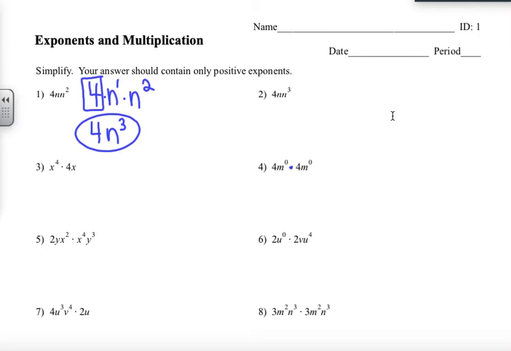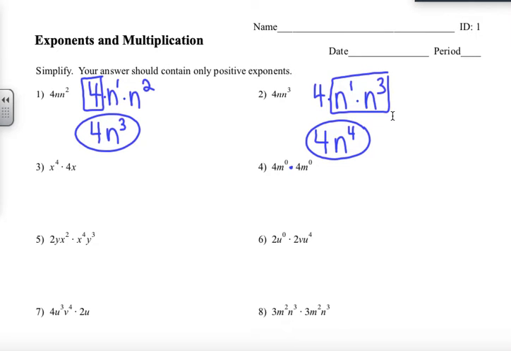That's simplified. You will know it's simplified if you only see one type of base and you don't see multiple n's anymore, or multiple x's, or multiple whatever else is in the problem. Number 2 is very similar, almost identical, except this is 4 times n to the first power times n to the third power. When I go to simplify this, the only thing I can combine together would be n to the first power times n to the third power. This final answer will be 4 times n to the fourth power, since n to the first times n to the third will be n to the fourth, because I add the exponents, and 1 plus 3 is 4.